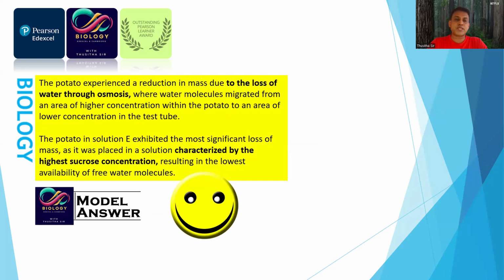The potato experienced a reduction in mass due to the loss of water through osmosis, where water molecules migrate from an area of higher concentration within the potato to an area of lower concentration in the test tube. The potato in solution E exhibited the most significant loss of mass as it was placed in a solution characterized by the highest sucrose concentration, resulting in the lowest availability of free water molecules.